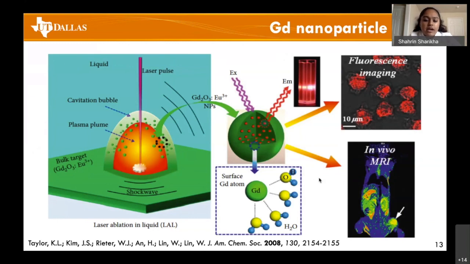Basically, the gadolinium ion absorbs a photon and becomes excited, and that energy is then transferred to the europium ion, which when it relaxes, emits a photon, thereby proving useful in fluorescence imaging. And then the gadolinium ion itself is helpful with the MRI imaging.